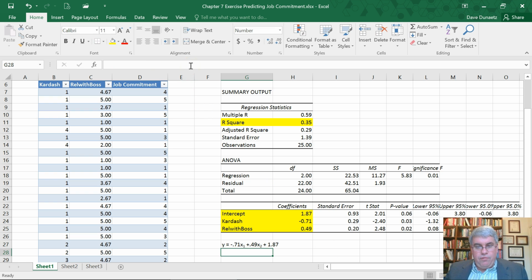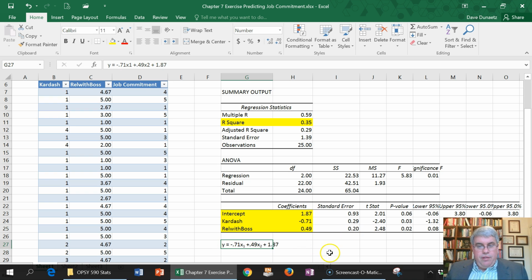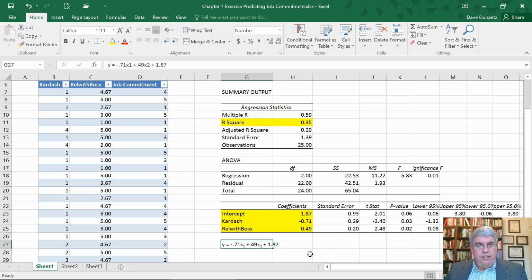And so what this basically says is the more you like the Kardashians, the lower your job commitment is. And the more you like your boss, the higher your job commitment is. And we can multiply them by these 2 numbers plus add 1.87, and that'll give us an estimate of your job commitment. So this was using multiple regression with 2 predictor variables to predict job commitment from how much people like the Kardashians and the quality of the relationship with their boss.